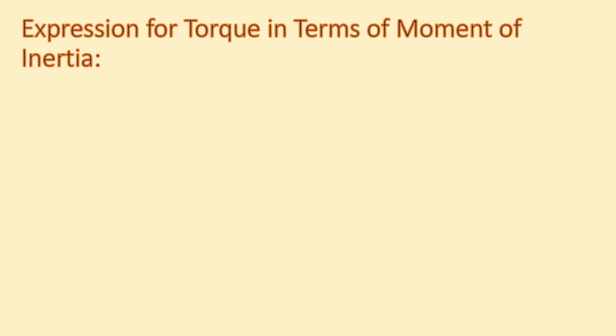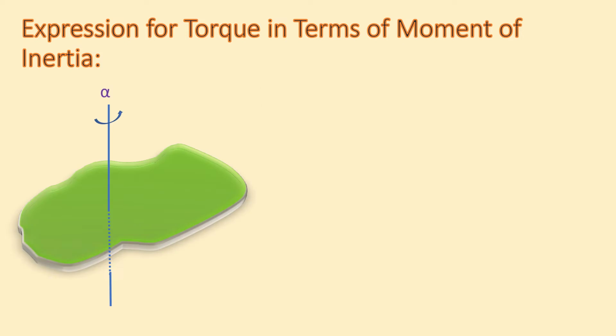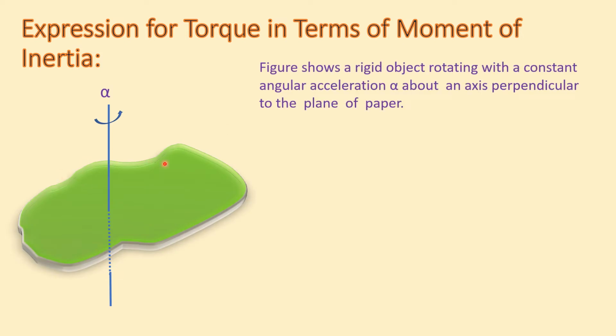Expression for torque in terms of moment of inertia. Consider a rigid body of mass m rotating with a constant angular acceleration alpha about its axis, which is perpendicular to the plane of the paper, or the plane of this rigid body.